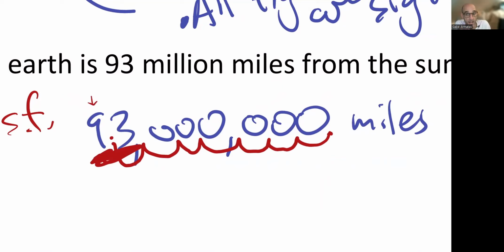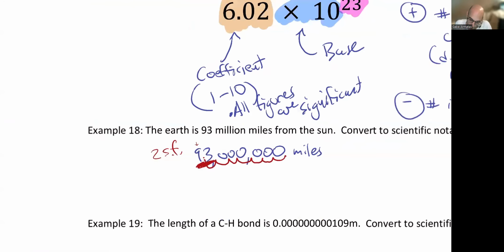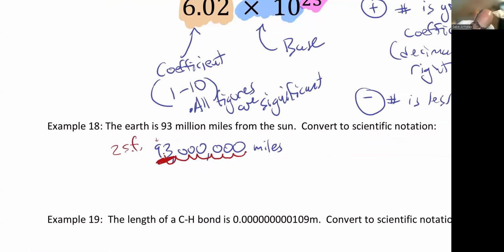If I moved it one more time, it would be 0.9, so there would be a 0 in the ones place, too far. If I stopped behind the 3, I would have a 3 in the ones place, yes, but I would also have a 9 in the tens place. So we always move until we have just one digit left in the ones place. All right. So my coefficient is 9.3, because I moved the decimal.